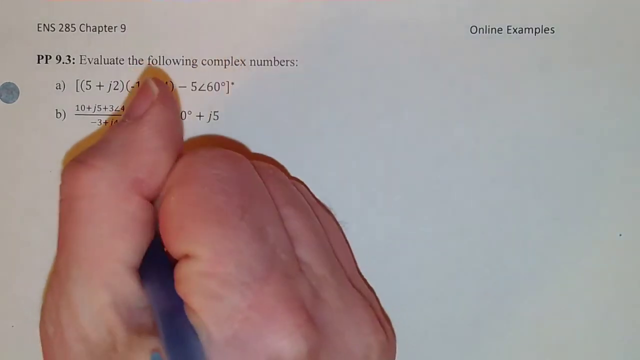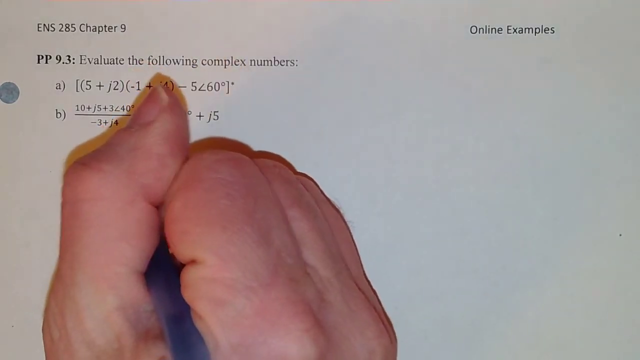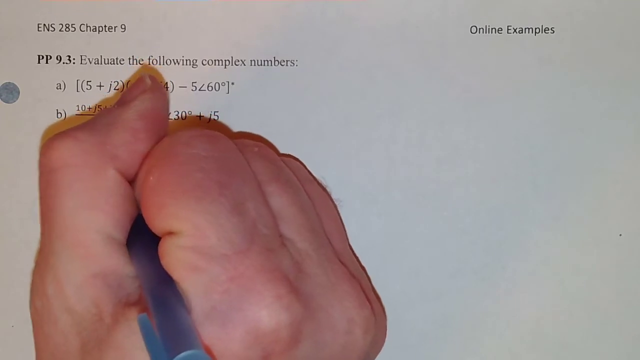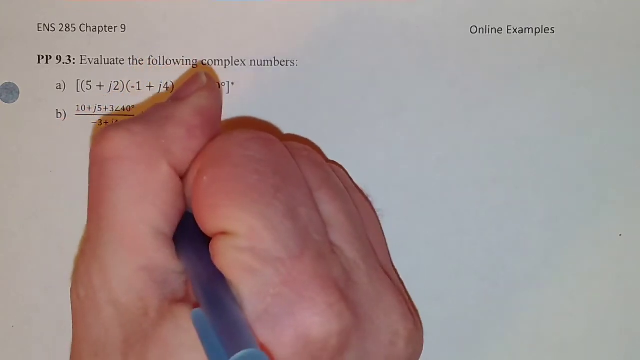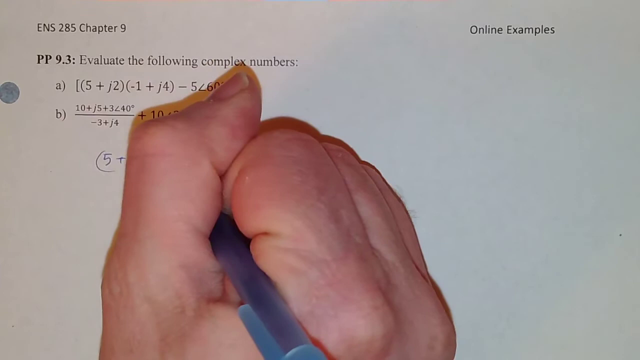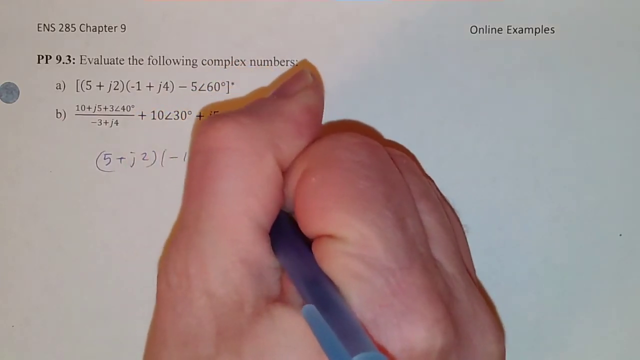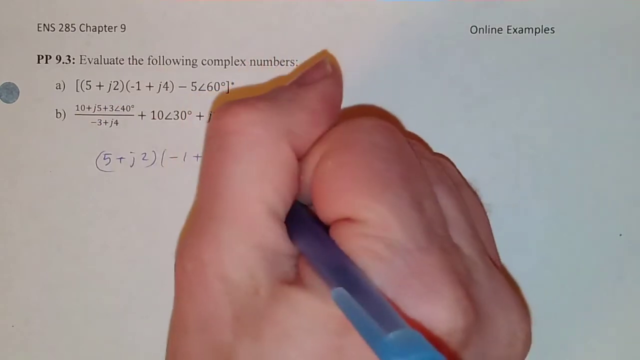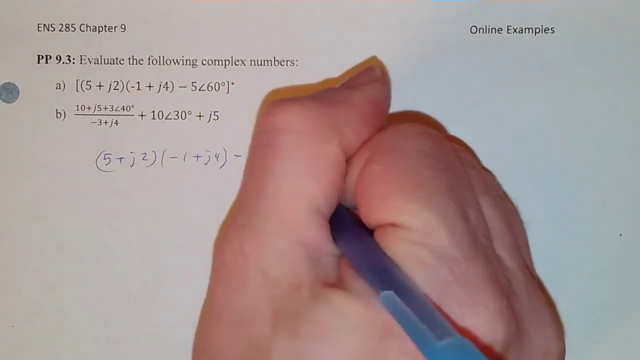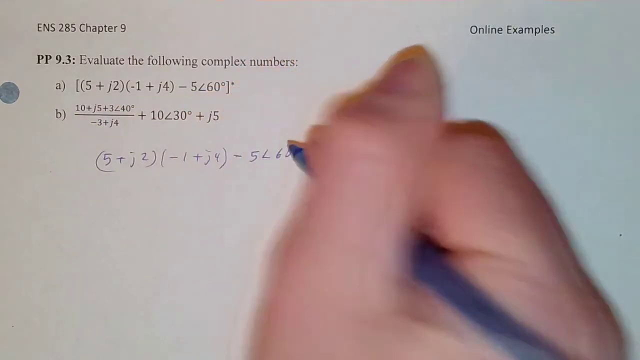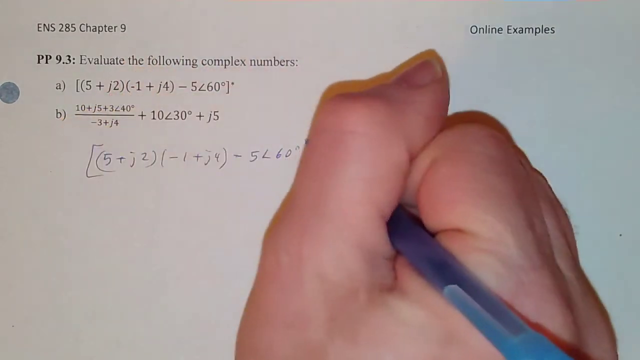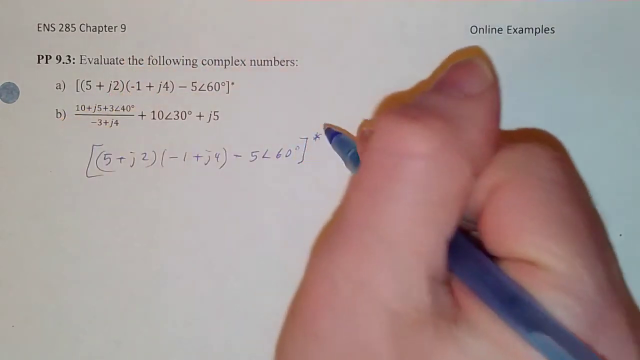Let me just rewrite it down here. I'm going to take the 5 plus j2 times the minus 1 plus j4. We've got this, and we've got minus 5 angle 60 degrees. Oh yeah, and this is the complex conjugate, so that's the asterisk there.